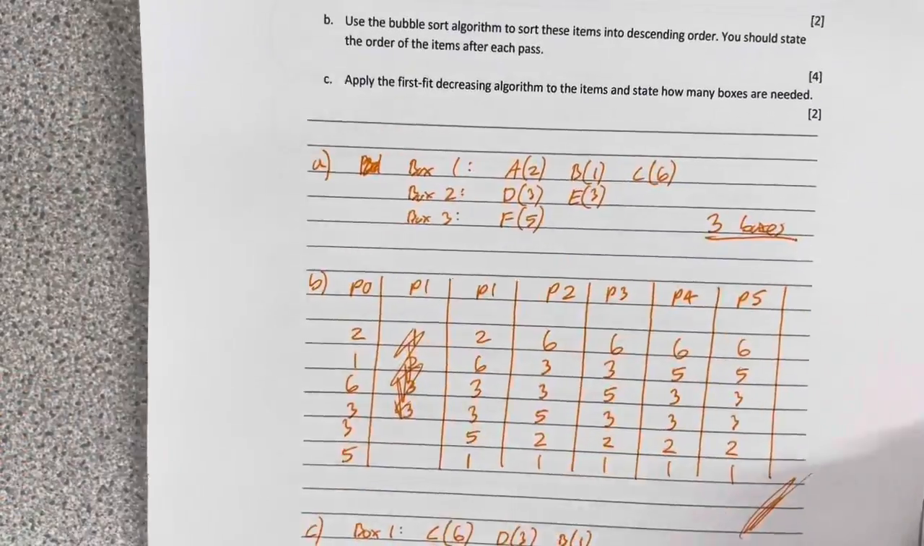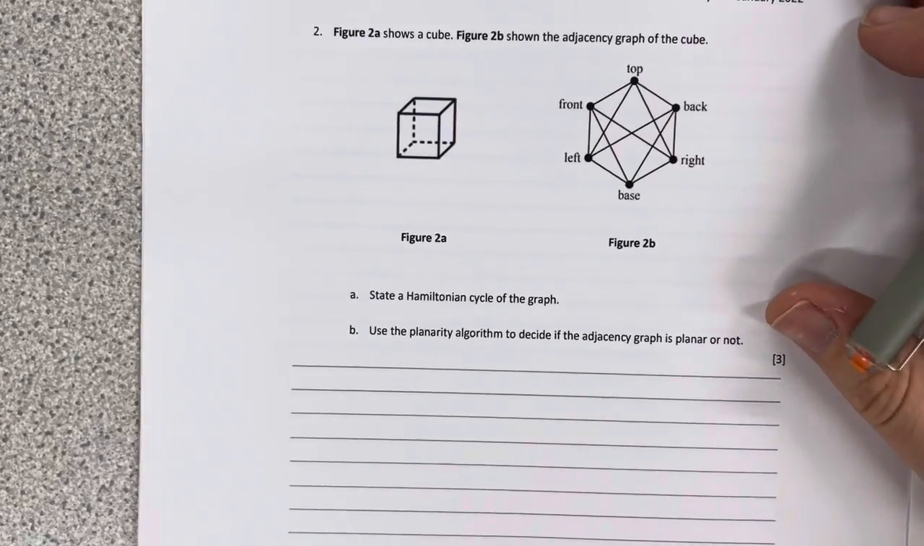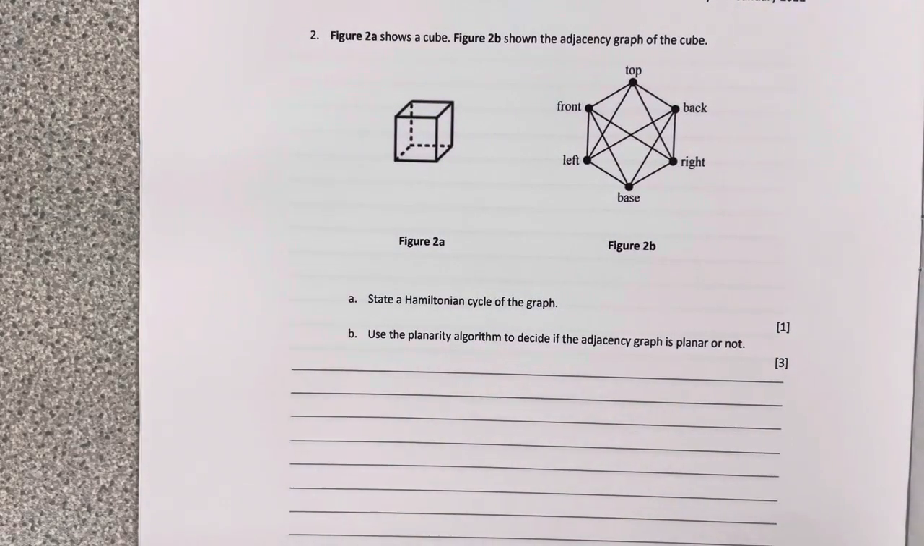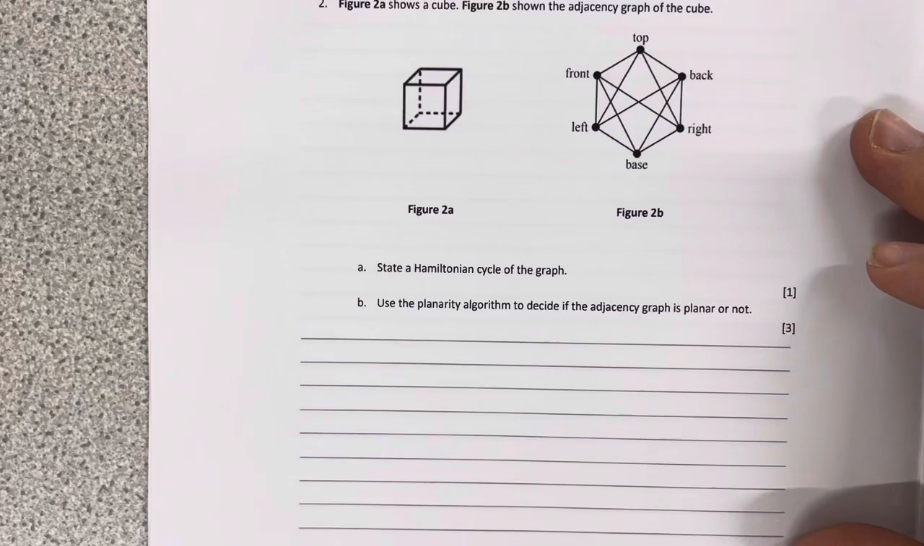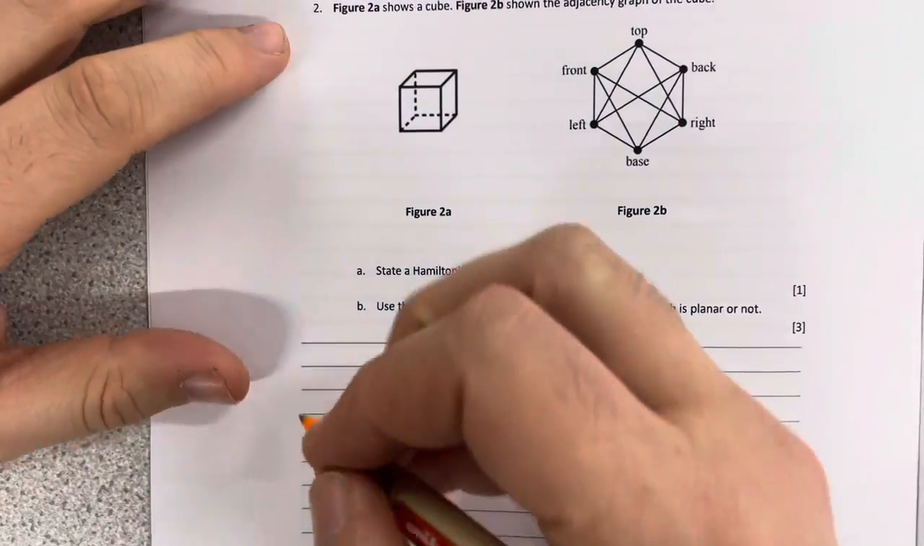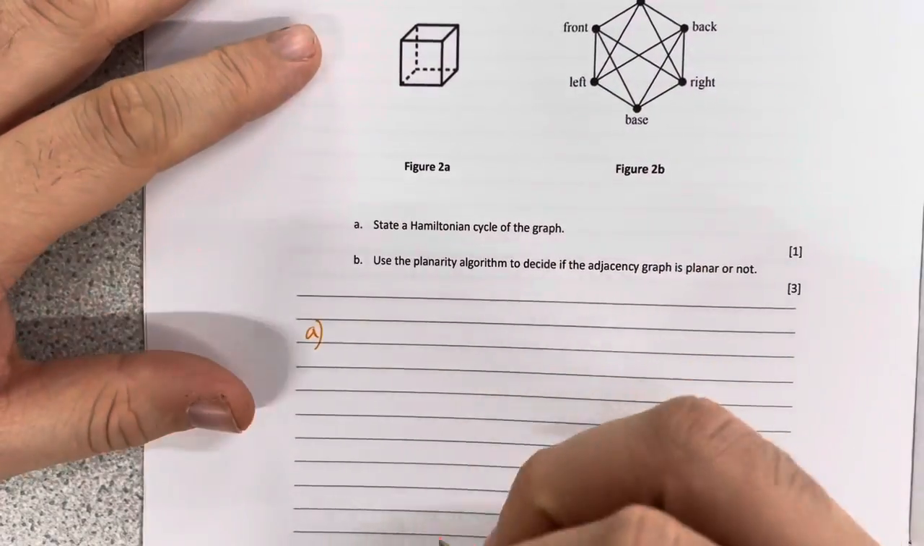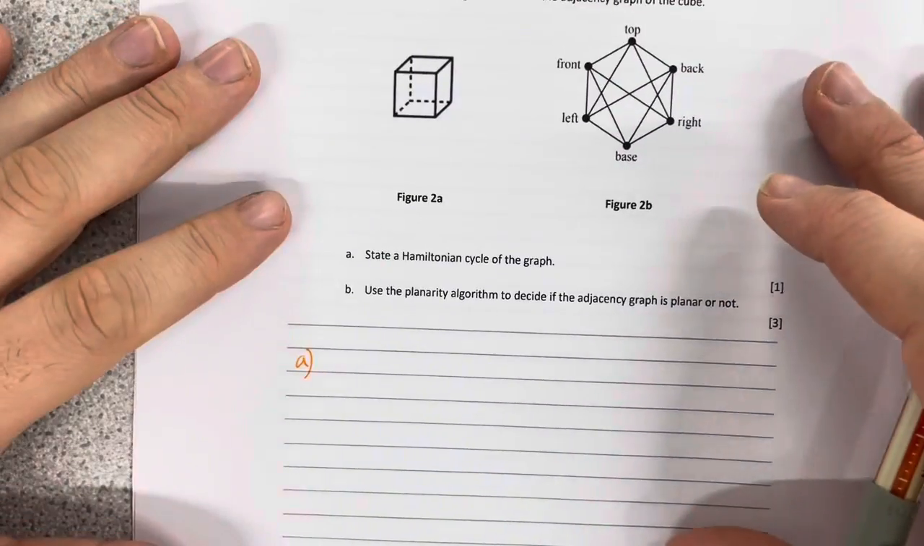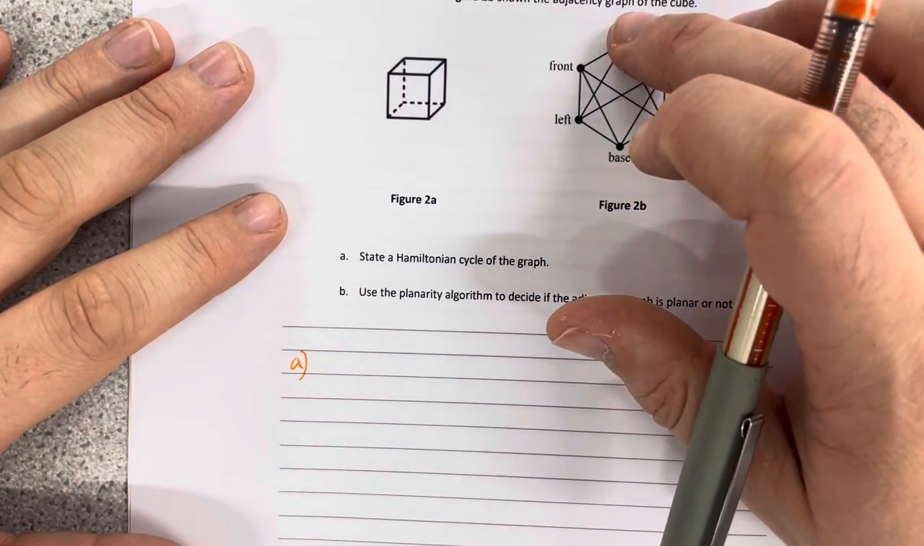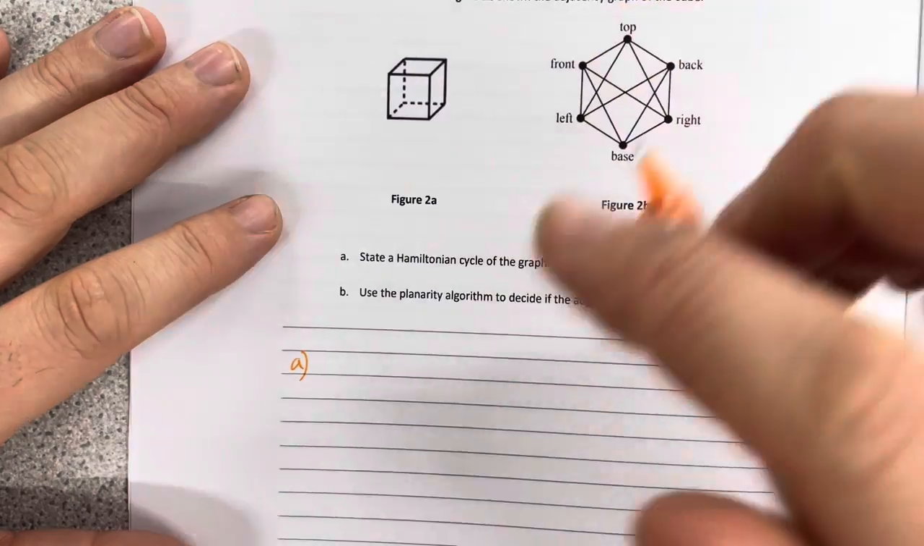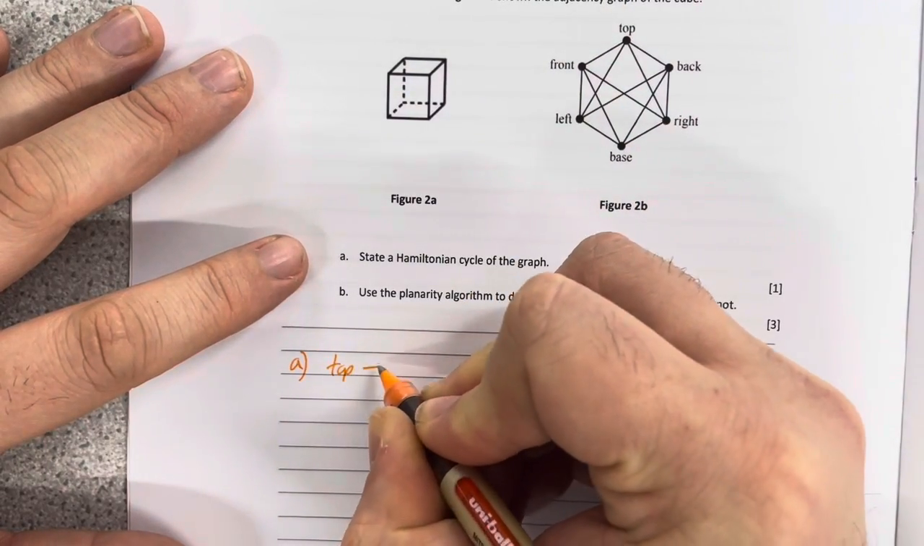Okay, question number 2. Figure 2a shows a cube. Figure 2b shows the adjacency graph of the cube. State a Hamiltonian cycle of the graph. Okay, so a Hamiltonian cycle is a cycle which visits every node exactly once and returns to the start. So there are many out there for this question, but the most obvious is, I think, starting at the top and just working your way around. You must go back to the top.